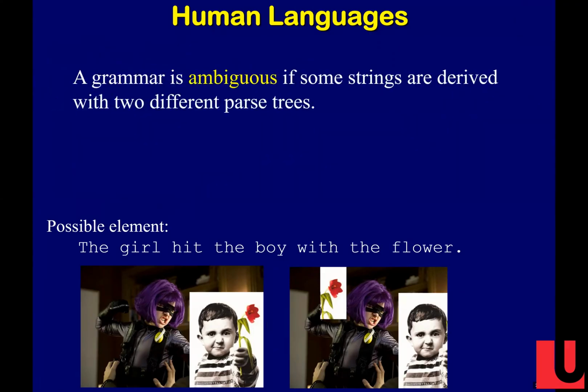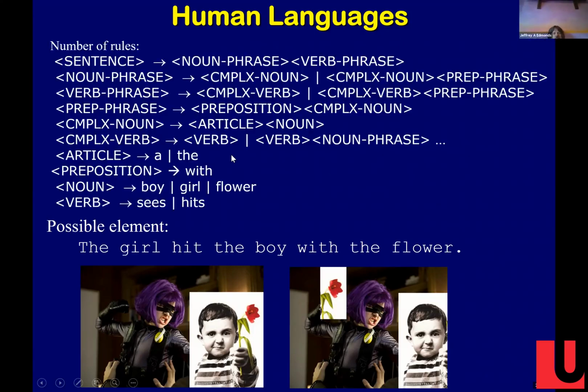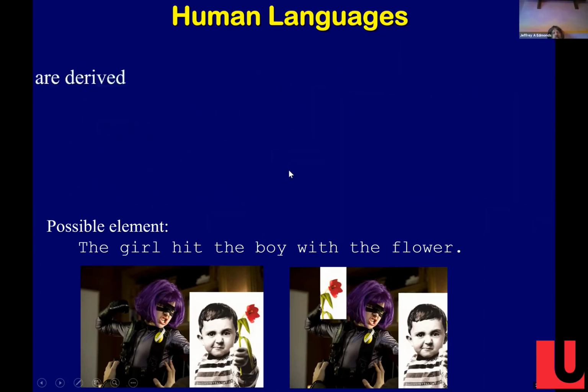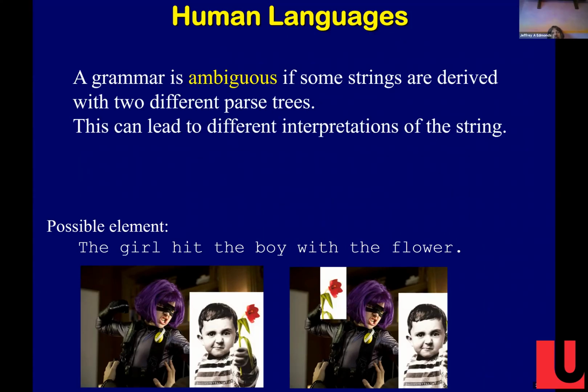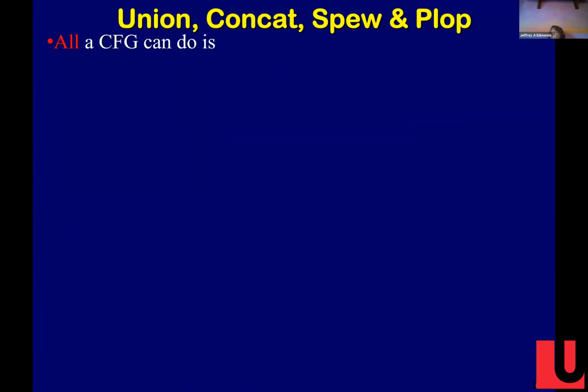In English, this is ambiguous. You can read this either way. And why is it ambiguous? Well, the grammar is ambiguous. So we could go in here and figure out where the grammar is ambiguous, which can lead to different interpretations of the string.